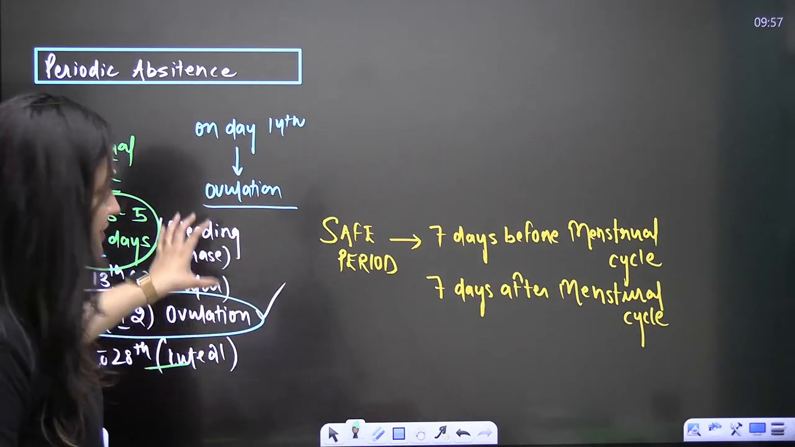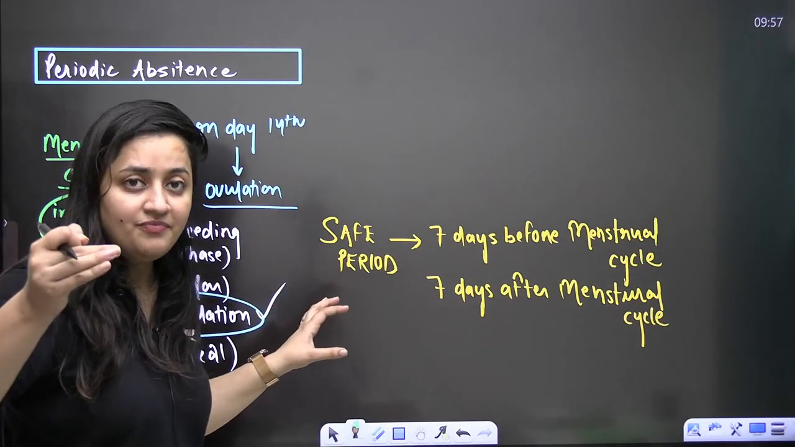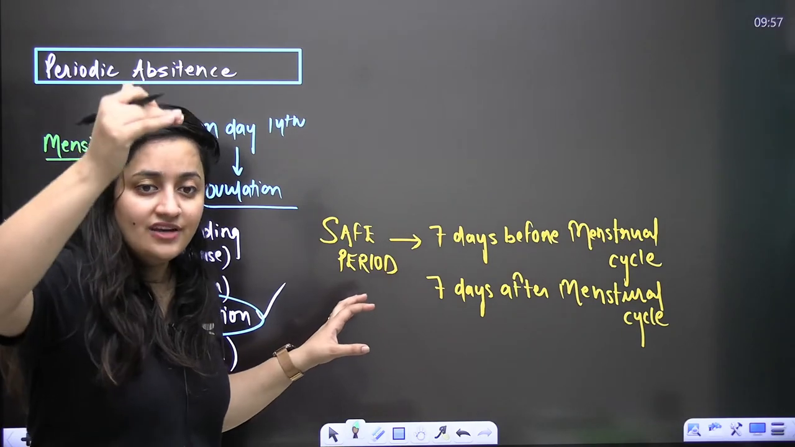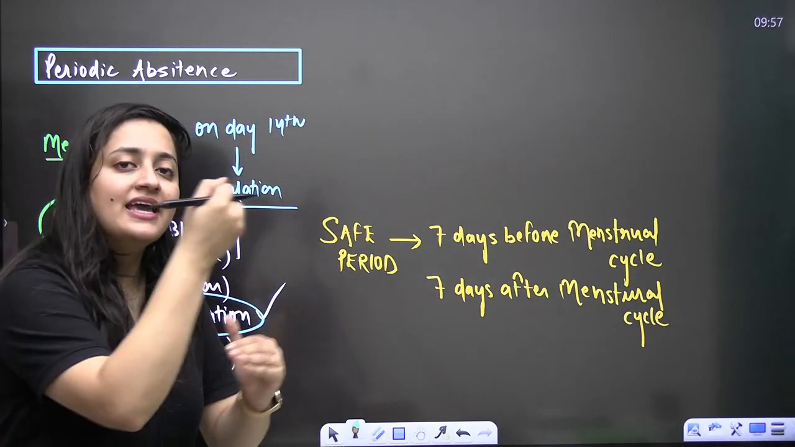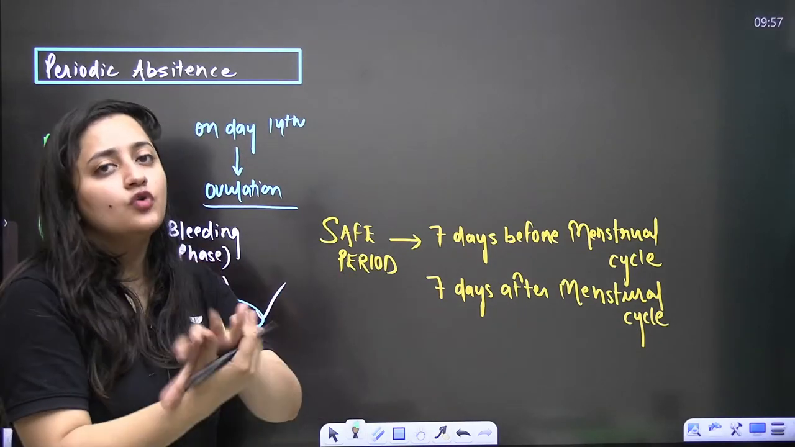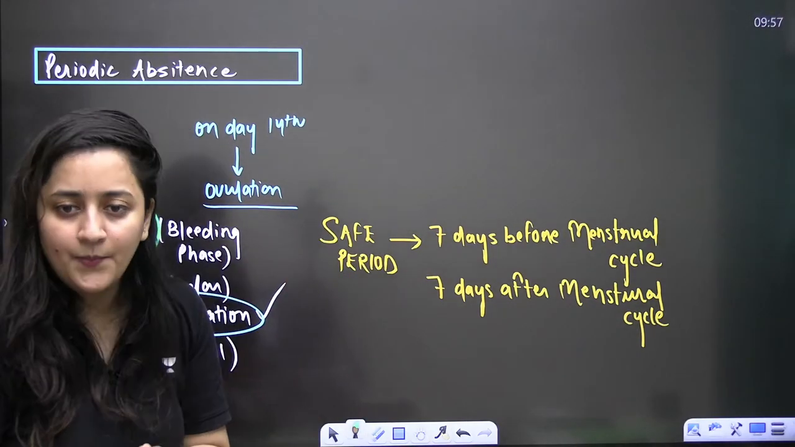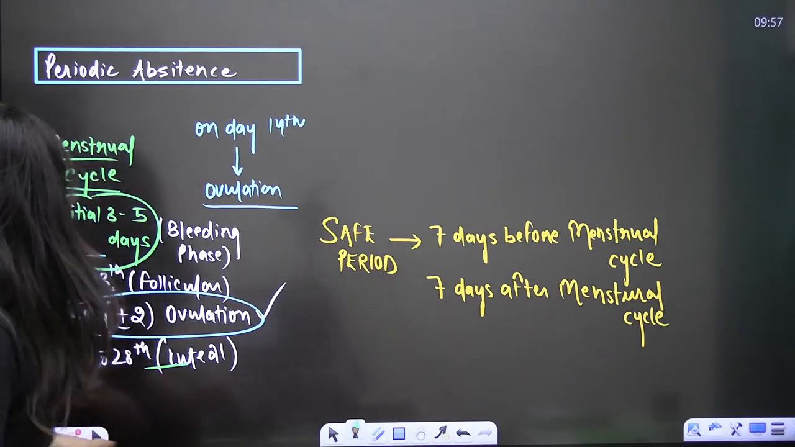Even by calculating the days of the menstrual cycle, a female can judge when the ovulatory period, the fertility period, is. So if they want babies, they can have sexual intercourse at that time so that there will be more chances of pregnancy. Clear? So this is periodic abstinence.